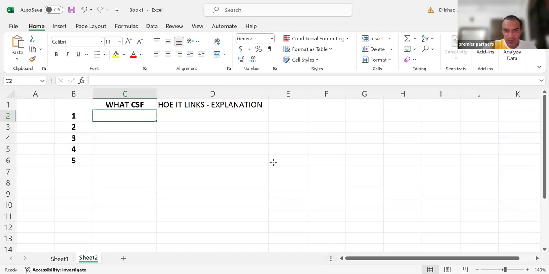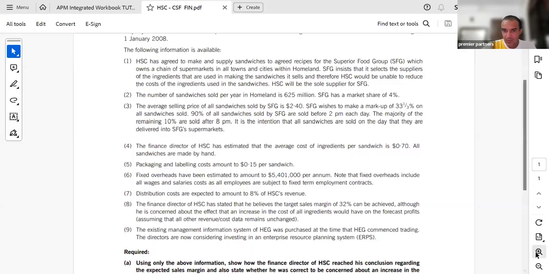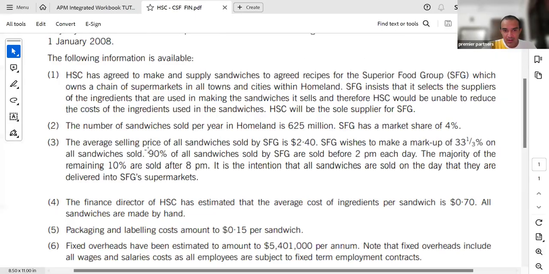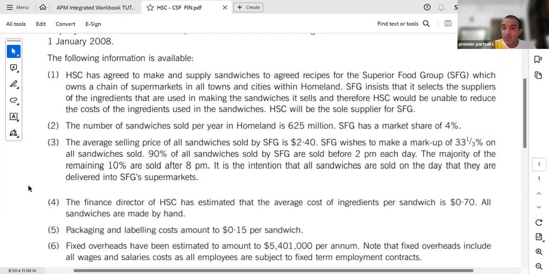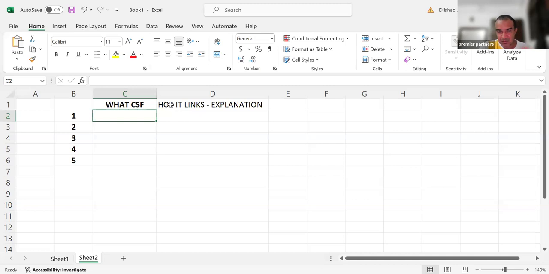For example, I'll give you one. Now you see, in the scenario, let me show this to you. Look at this, point number 3. 90% of all sandwiches sold by SFG are sold before 2 p.m. each day. So if you deliver it in the morning, 90% gets sold before 2 p.m. Majority of the remaining 10% are sold after 8 p.m. So they're selling the whole 100%. But 90% of your revenue for those sandwiches comes before 2 p.m. Tell me a critical success factor for this. Should they monitor this? Yes. What kind of critical success factor is important there?